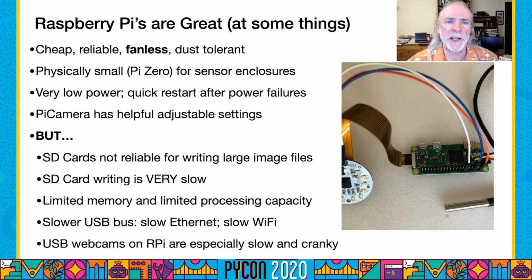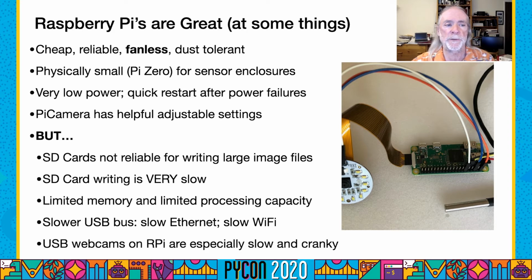So specialization is important, and you want the right computer doing the right job. Well, Raspberry Pis are great at some things. They're very cheap, they're reliable, they're fanless, which is important, and they're dust tolerant. They're really small, the Pi Zero is even smaller. They're very low power. They restart really quickly after power failures, and the Pi camera is great. It has adjustable settings.